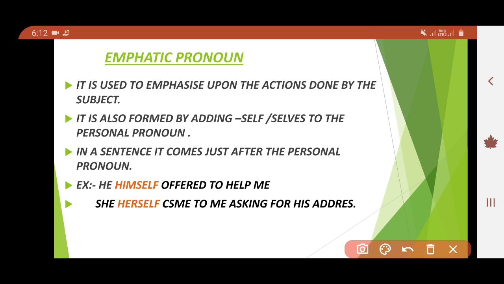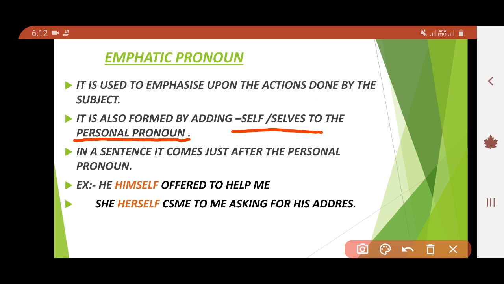That means upon the actions done by the subject. That means what? This type of pronoun gives more stress, more emphasis, upon the actions that are done by the subject. Whatever the subject in a sentence, whatever actions the subject does, it is given more emphasis, more stress with the help of what? Emphatic pronoun. Okay. Number 2 point, it is also formed by adding self or selves to the personal pronoun.